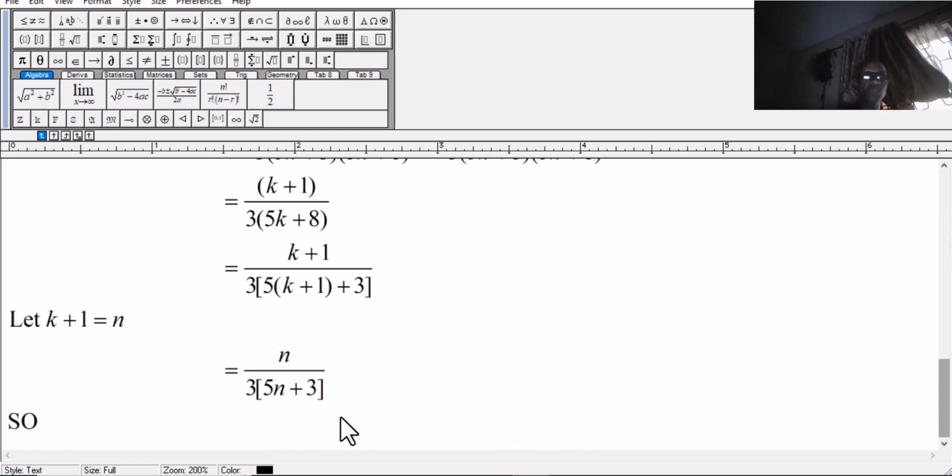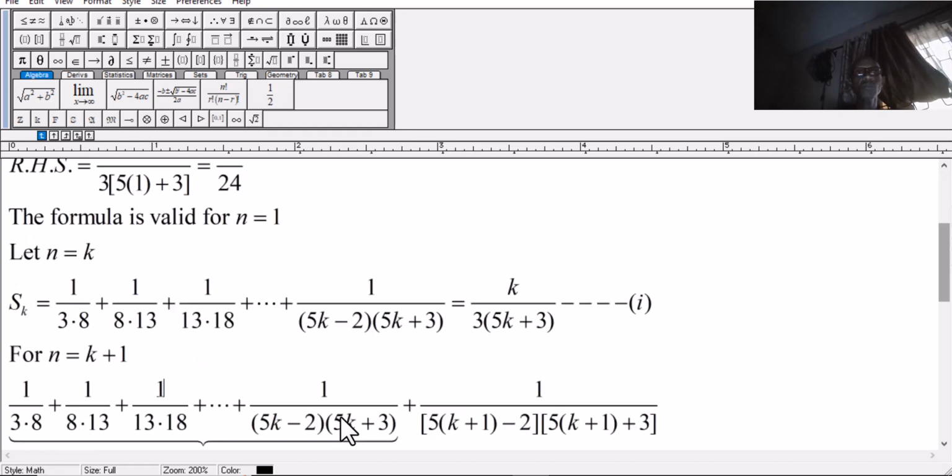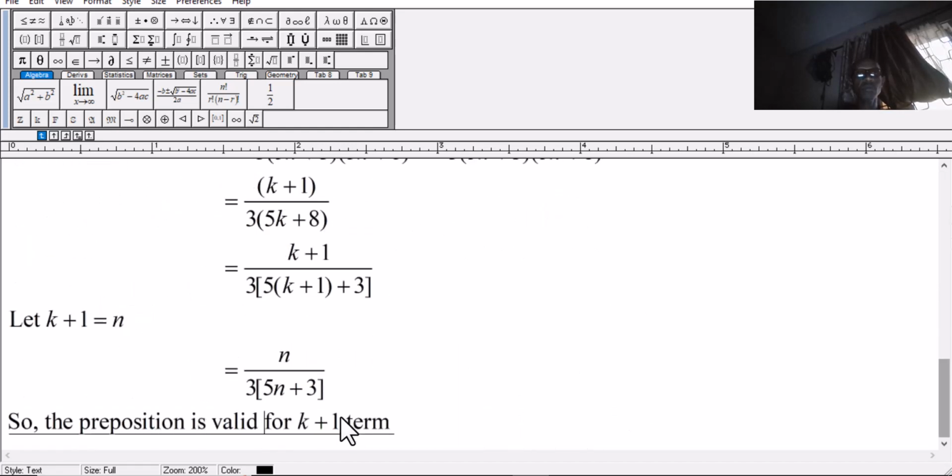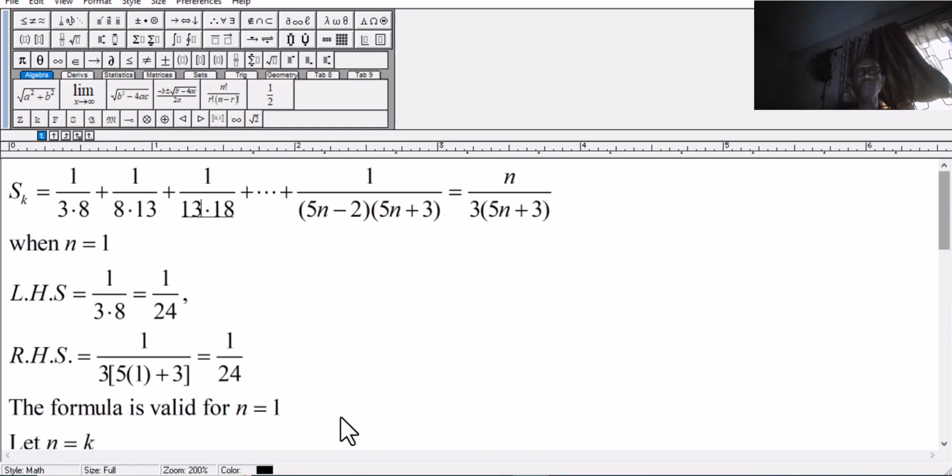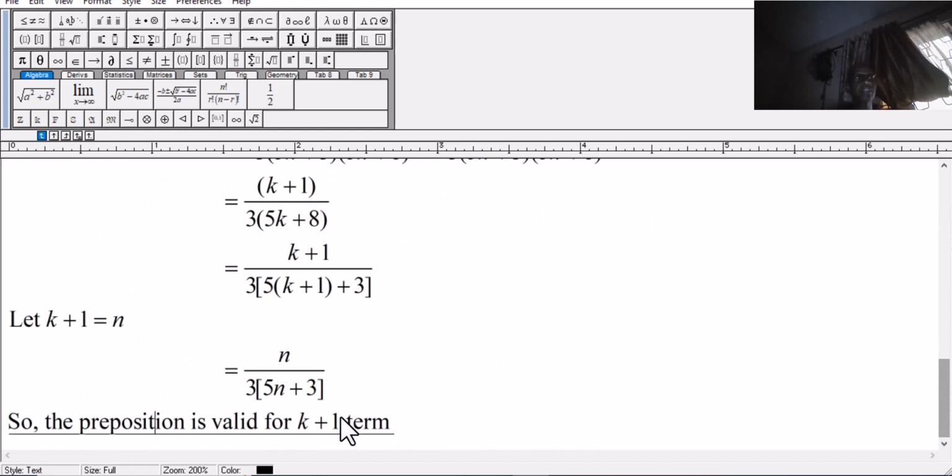So the proposition is valid for k plus 1 time. So the formula is valid. So that's what we have been able to show. So we have been able to show that this formula is valid for all values of n. n is a positive integer, natural numbers. So all positive integers.